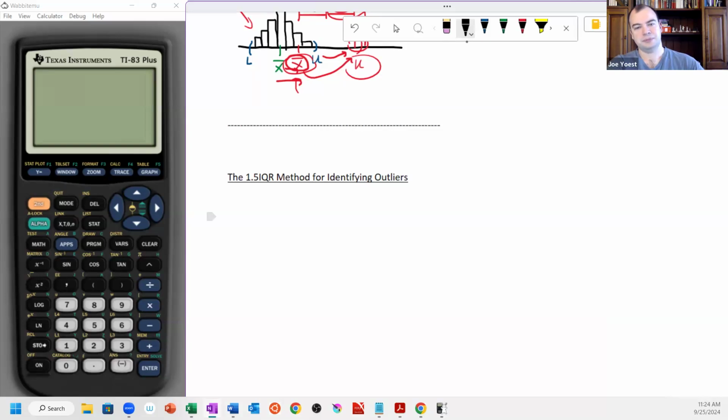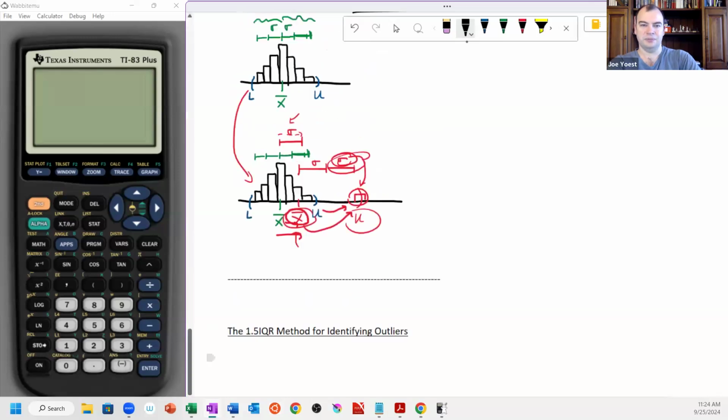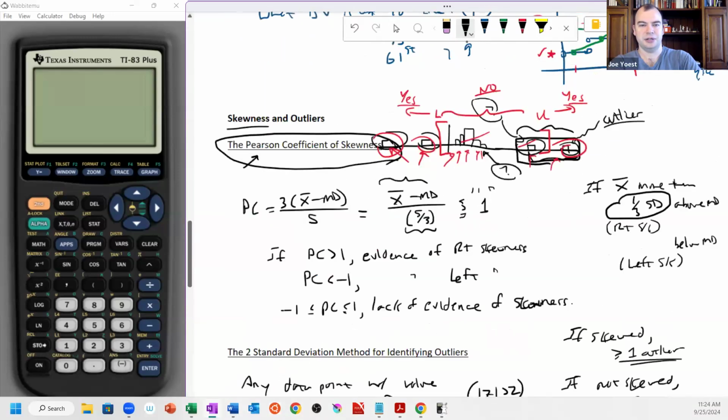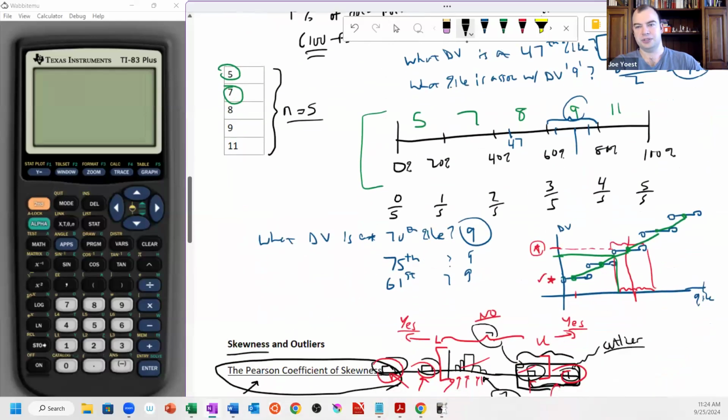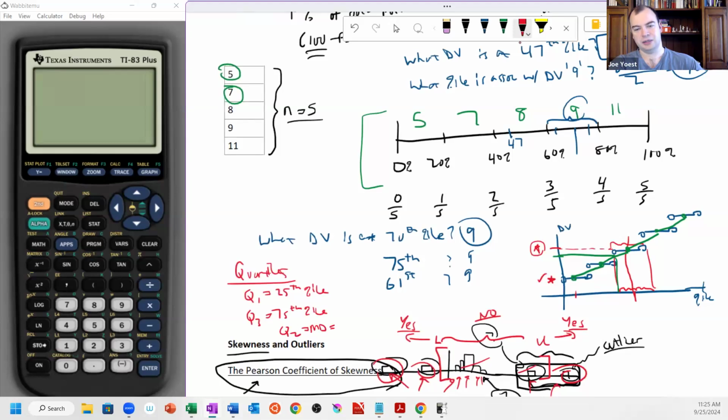So what's the idea here? Oh, and I want to quickly remind us, I forgot to mention this up above, in percentiles, we have the idea of quartiles. Q1 is the 25th percentile, and Q3 is the 75th percentile. Q2 is the median, is the 50th percentile. So I know that I mentioned this in the lecture, but just as a reminder, these quartiles are what we're going to use in the IQR method.